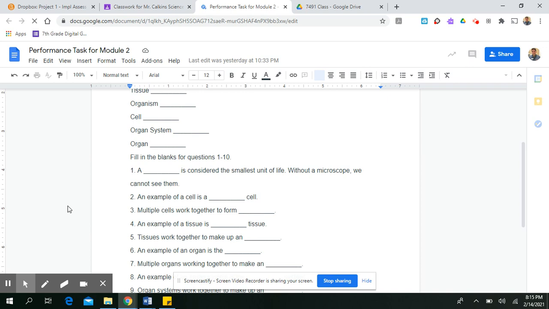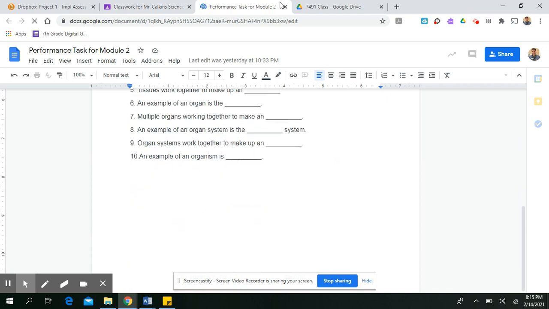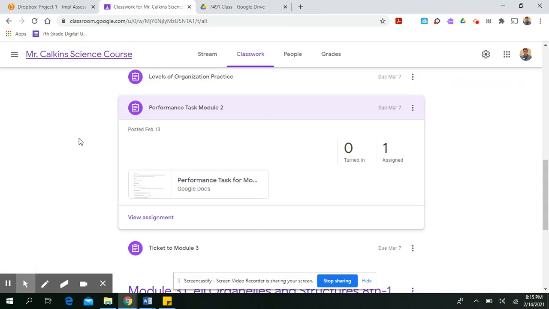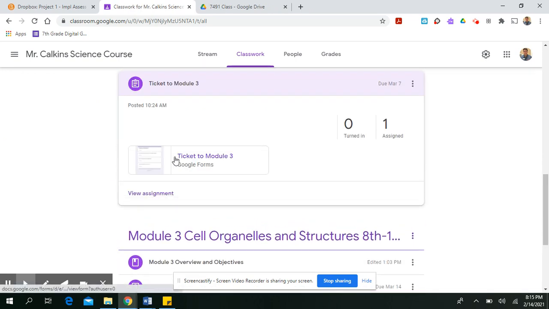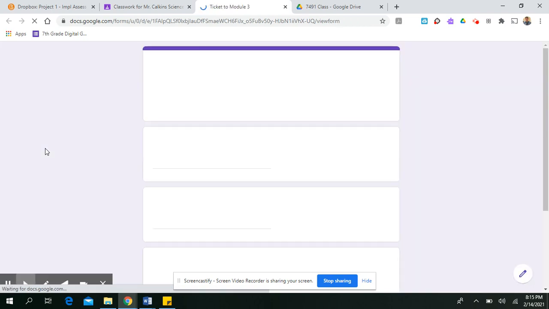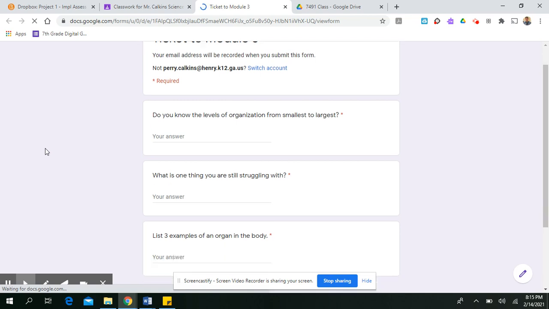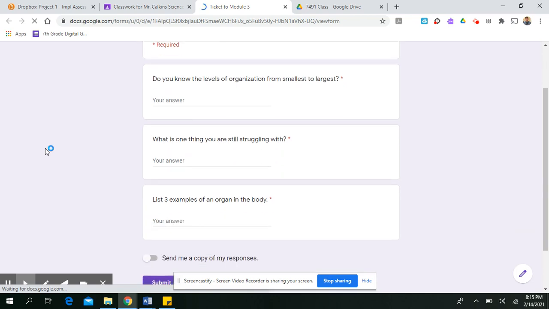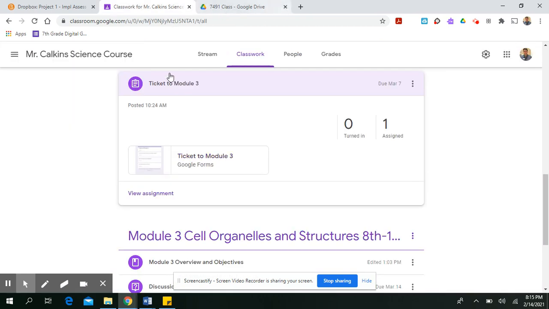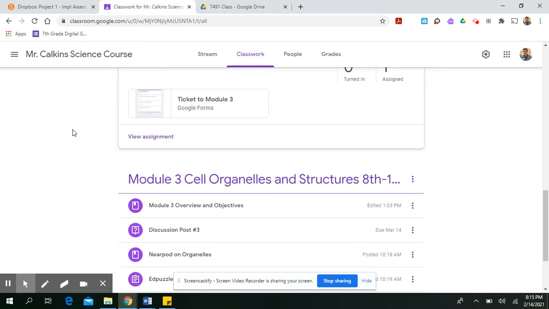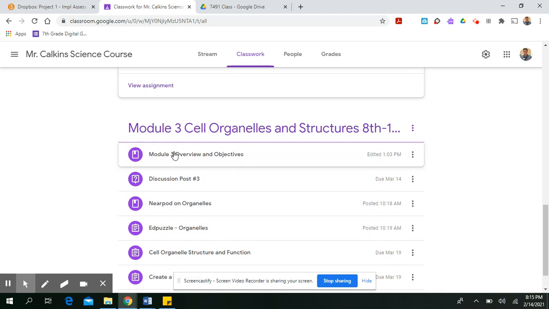All right, and they should be able to get the information from their notes for this content. Then the ticket out the door, or the ticket to module 3, the Google form. And they just have to answer these questions. It's going to be a good way to make sure that I know that module 2 was a success. And then module 3.